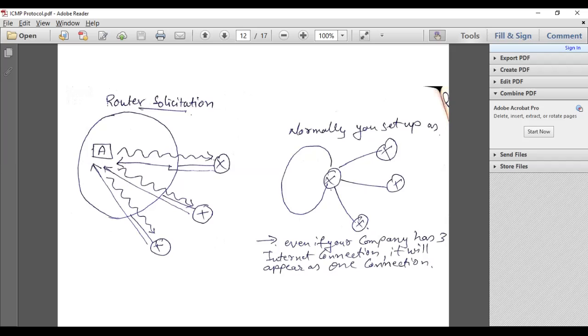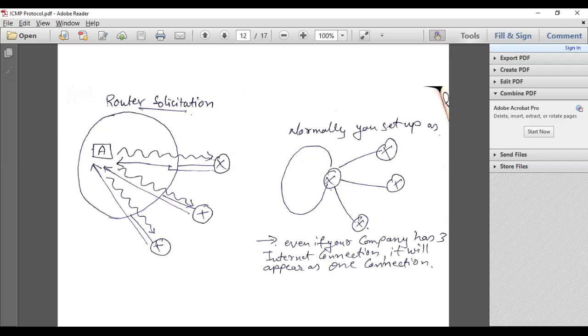So now we should discover a router, right? Let's say there is a host A, and it has got its IP address. How did it get its IP address? By broadcasting a packet for DHCP, and now it does not know who the default router connected to the network is. So it should know it, right? For that reason, it will send out an ICMP packet. It will send out a broadcast ICMP packet, which is also called router solicitation, right?